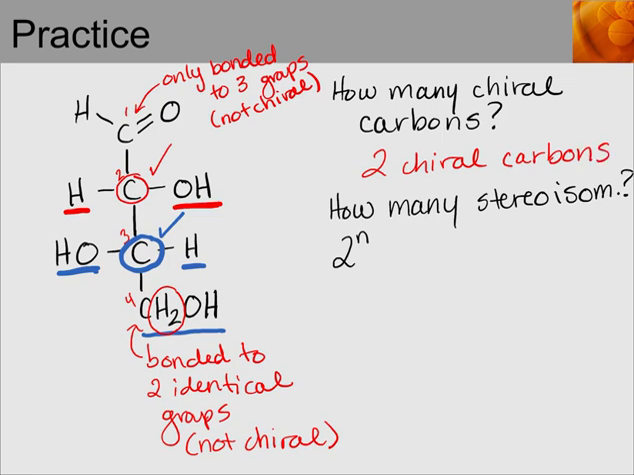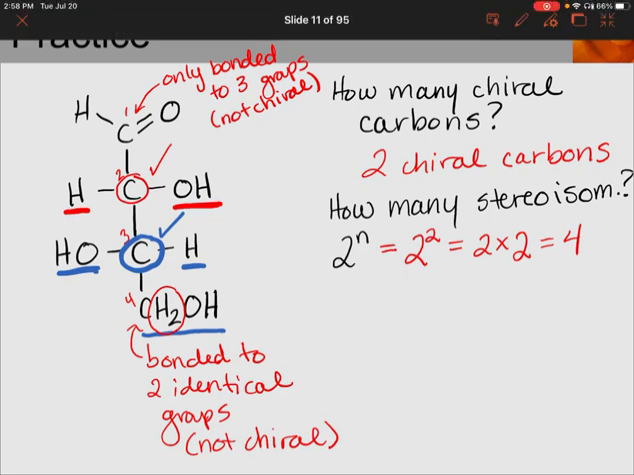So let's plug that into our equation. So 2 to the n, 2 to the 2, so that would be 2 times 2 is 4. So there are 4 different 3D spatial arrangements for this molecule. Now, if you're wondering what those look like, I can quickly draw a couple of them here. So we've got our original molecule.